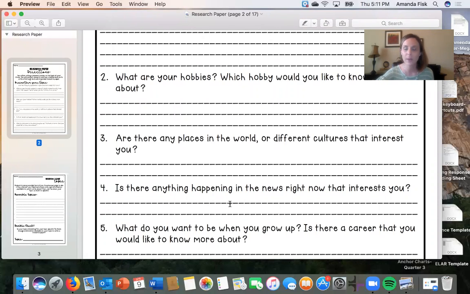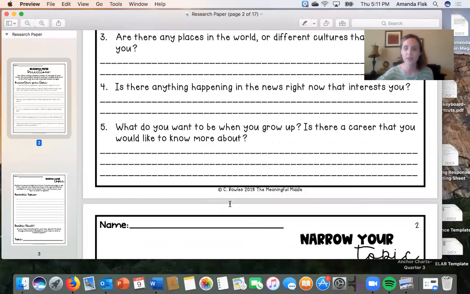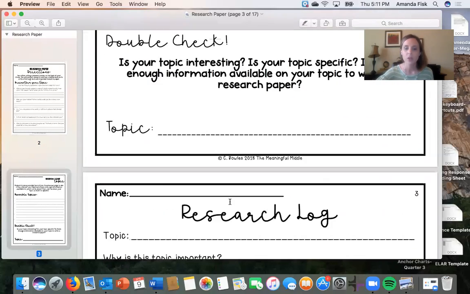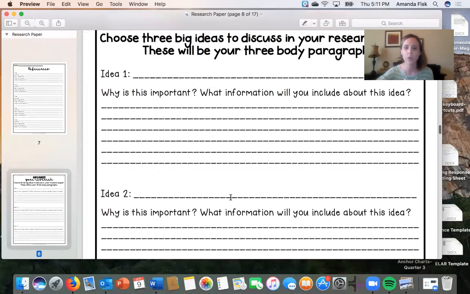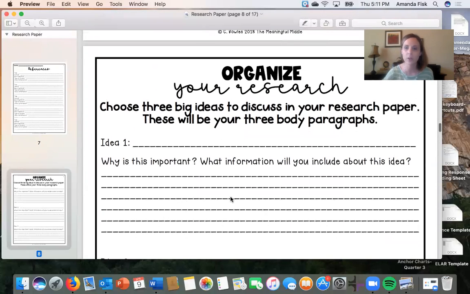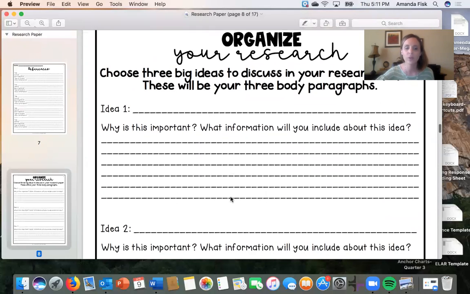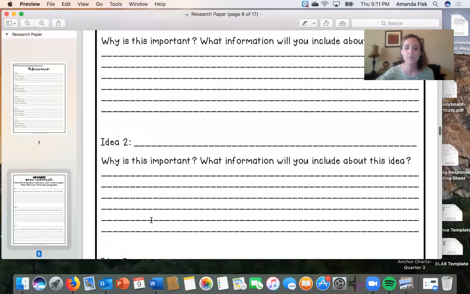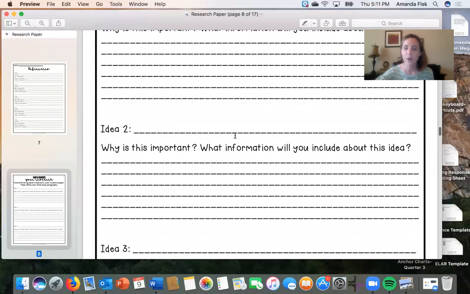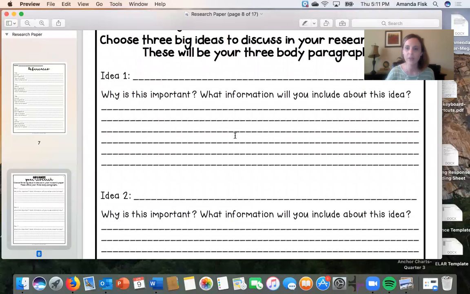Just because I want to learn about that country so that I can understand my family's heritage. So from here, we're going to go to a sheet that helps us organize our thoughts, and it's called the Organize Your Research sheet. And you'll notice that there are 3 big ideas. So it'll say idea 1, idea 2, and idea 3. So I'm going to have to think about 3 different things that I want to learn about Portugal.